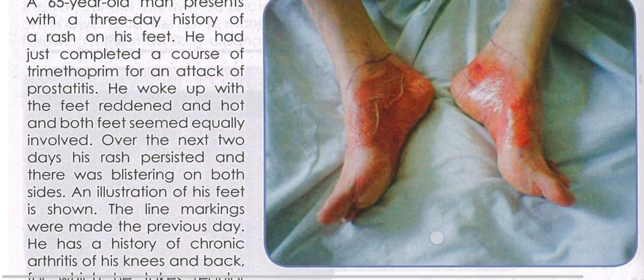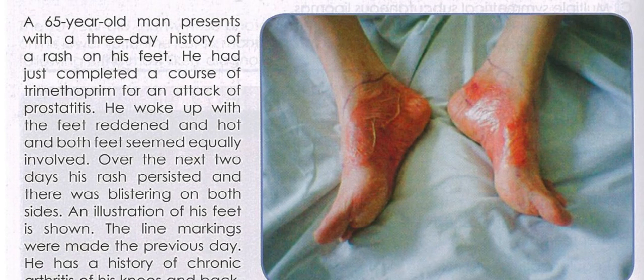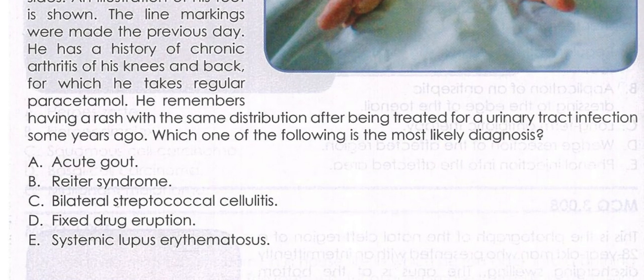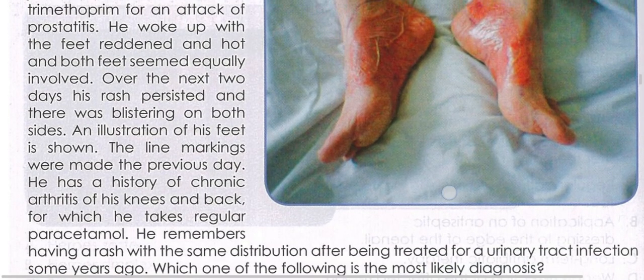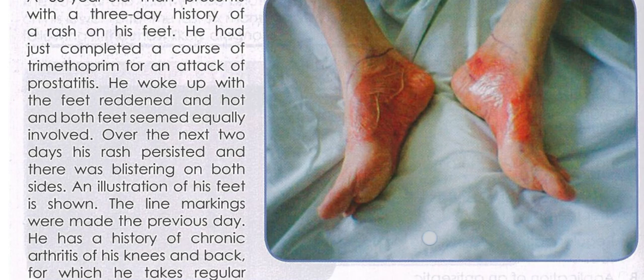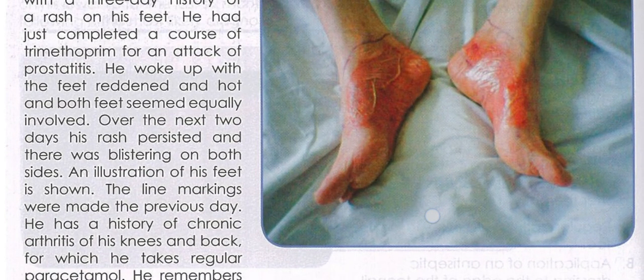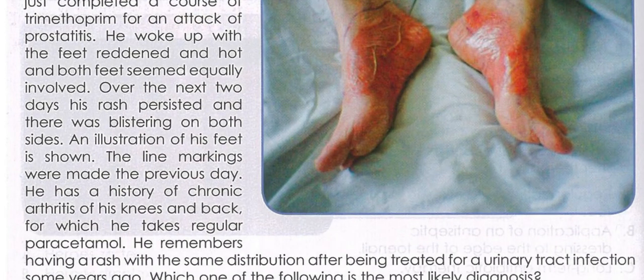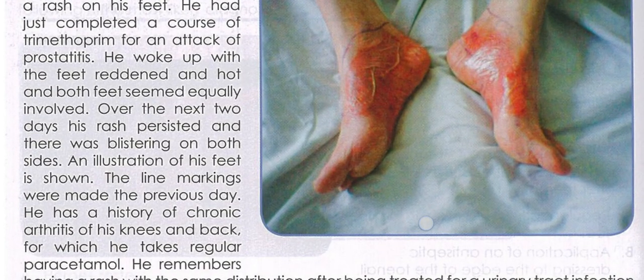From this picture, which we also discussed in a previous video, the options are acute gout, Reiter syndrome, bilateral streptococcal cellulitis, fixed drug eruption, and SLE, systemic lupus erythematosus. I already showed you this picture. You all know the answer. This is the fixed drug eruption.